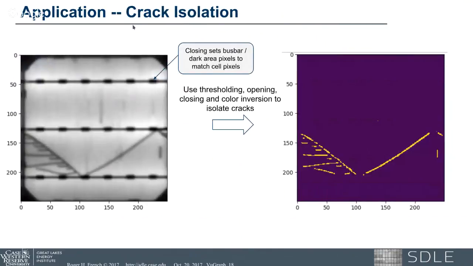The last application is crack isolation, developed by Nick. It uses thresholding, open and close image operations, and color inverse to isolate the cracks. So you see this image has a lot of things: the dark edge, the bus bar, and a crack. But we want only the crack. So it works in this pipeline to get only the crack in this image.